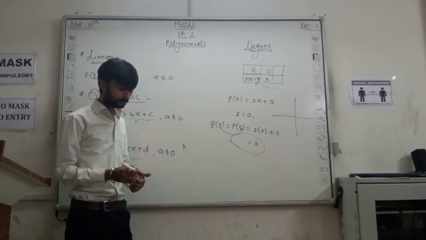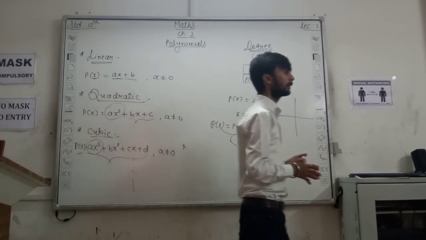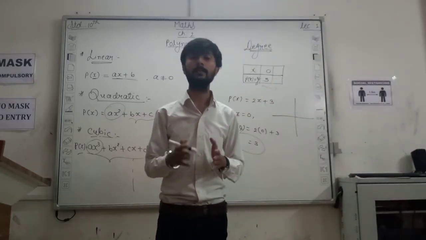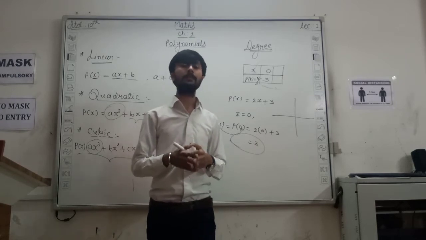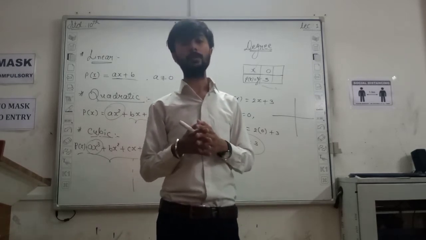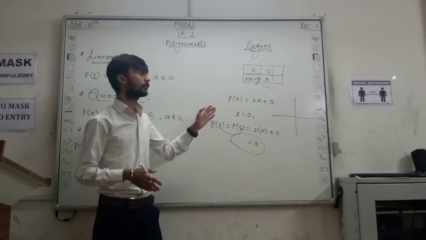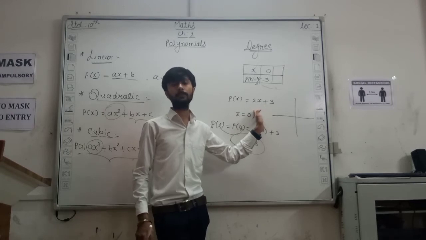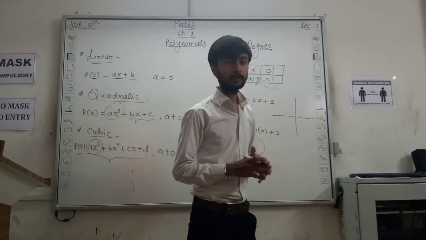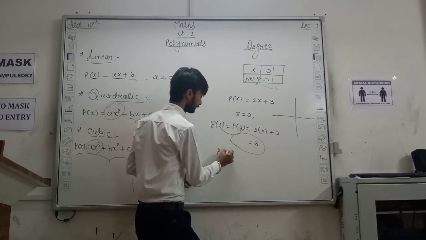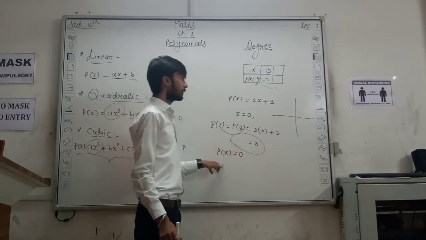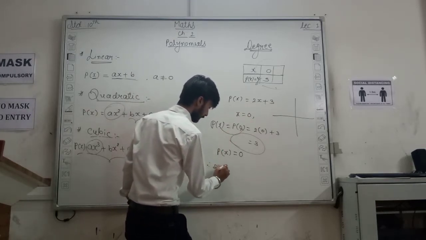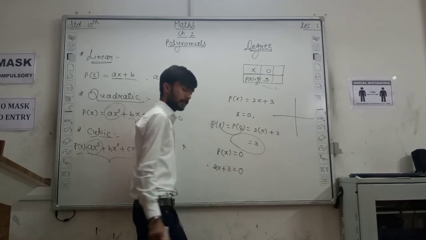Okay, now the main important thing is: what is the zero of any polynomial, and how do we find the zero of any polynomial? For that, let the polynomial equal 0. Suppose we have p of x equals 2x plus 3, and if we want to find the zero of this polynomial, we have to take p of x equals 0. What is p of x? p of x is 2x plus 3.